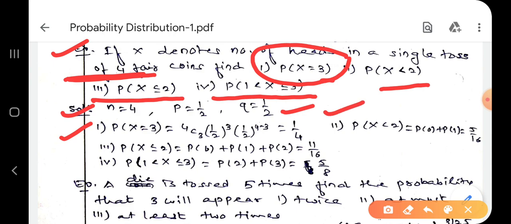Second one, P of x less than 2 is equal to P of 0 plus P of 1. Less than 2 means 0 and 1. So P of 0 plus P of 1. Now do this calculation, P of 0 plus P of 1. Again we have to use whiteboard, or you just do it yourself. Are you able to do it? No? Okay, let us solve now.